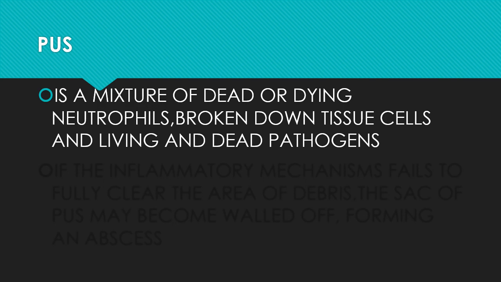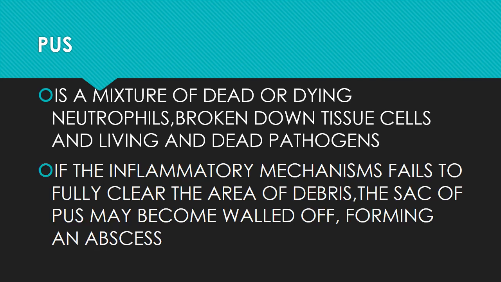Pus is a mixture of dead or dying neutrophils, broken down tissue cells, and living and dead pathogens. So if the inflammatory mechanisms fail to fully clear the area of debris, the sac of pus may become walled off, forming an abscess.